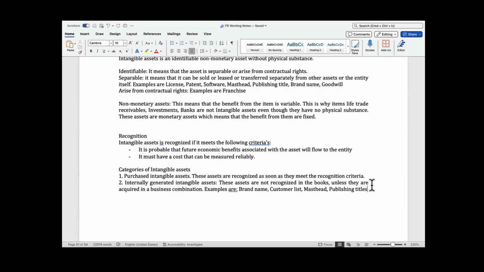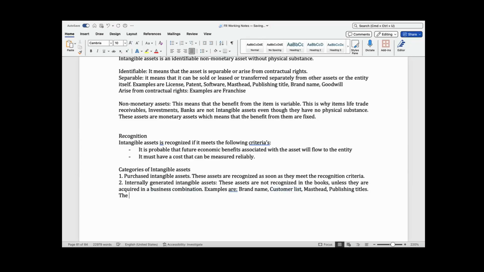So we don't recognize them. We only put them in the books when we acquire it in a business combination. You bought another company, and part of what the company is valuing for you, okay? In that wise, like I mentioned earlier, it means that now there is a value for it.